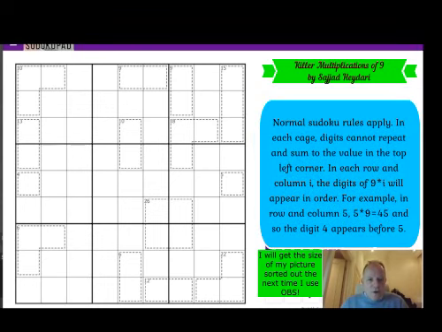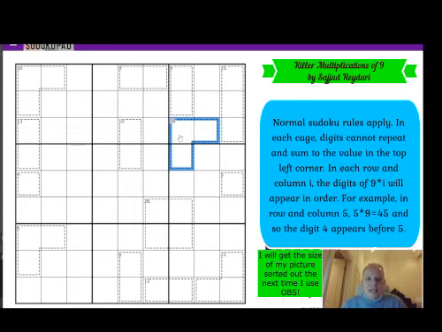Now, there's a new rule here that we haven't seen before. Normal Sudoku rules apply. That's not it. We've seen that any number of times. And normal killer rules apply. So digits can't repeat in a cage, and it must add up to 18, which is the number given.